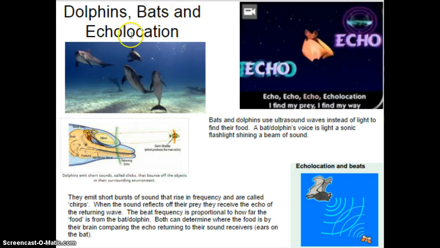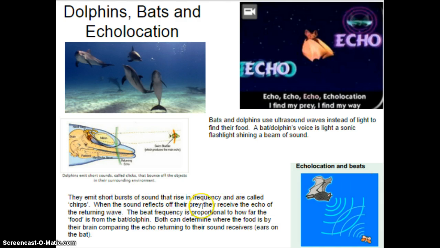So dolphins, bats, and echolocation. Bats and dolphins use ultrasound waves instead of light to find their food. A bat or a dolphin's voice is like a sonic flashlight shining out a beam of sound. So you want to watch this video. It's kind of clever. They emit short bursts of sound, actually referred to as a chirp. When the sound reflects off their prey, they receive the echo of the returning wave.